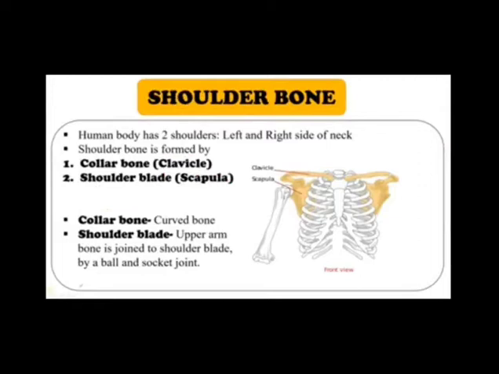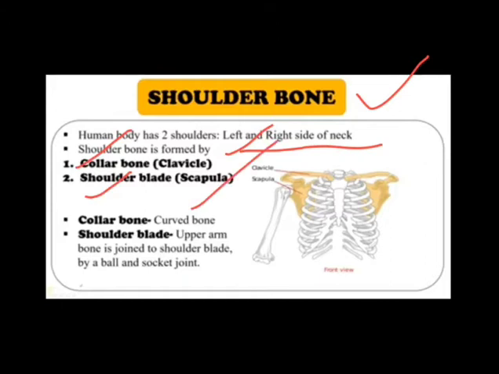So our next topic is the shoulder bone. The human body has two shoulders. As you all know, on the left and right side of the neck we have a shoulder, our left shoulder and right shoulder. The shoulder bone is formed by the collarbone, which is also known as the clavicle, and the shoulder blade, which is also known as the scapula.